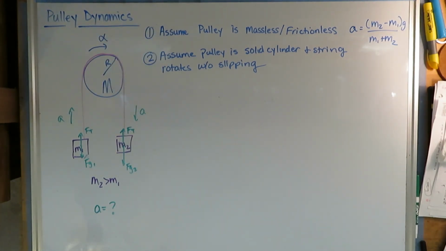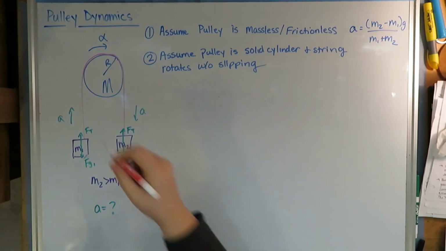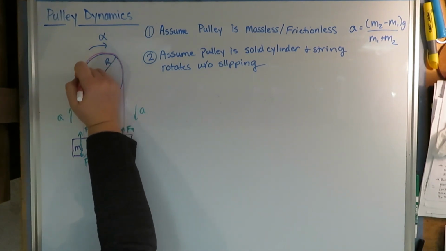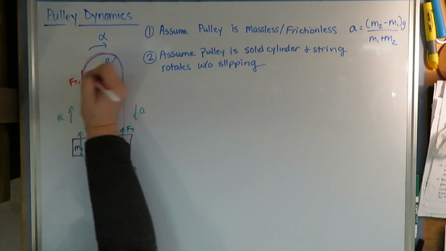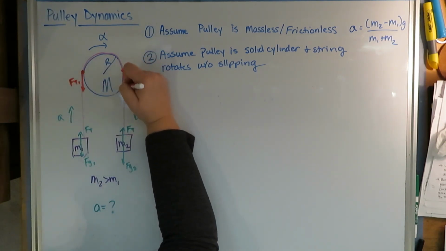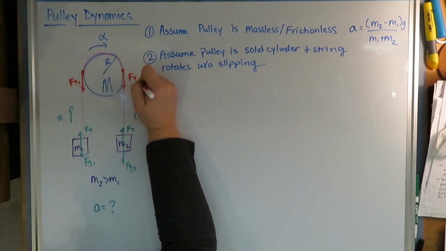This also changes the way we handle our tensions. So what we have to do here with our tensions is assume that when we look at the pulley, there's a tension acting on this side of the pulley and there's a tension acting on this other side of the pulley.